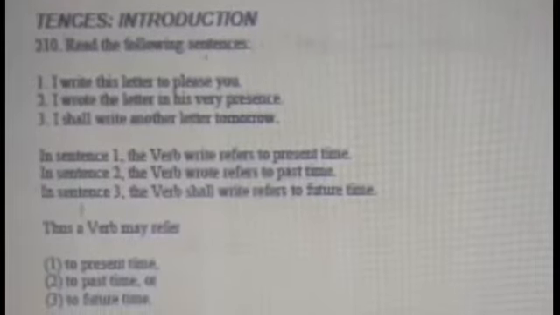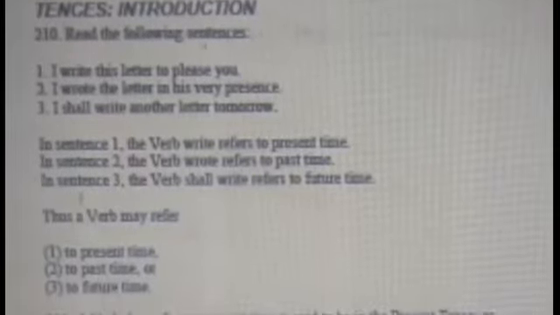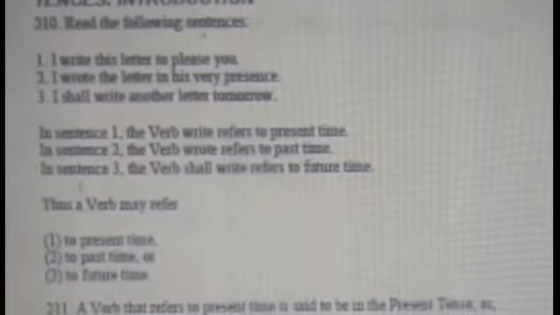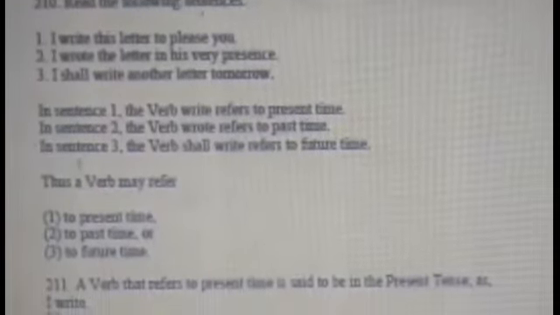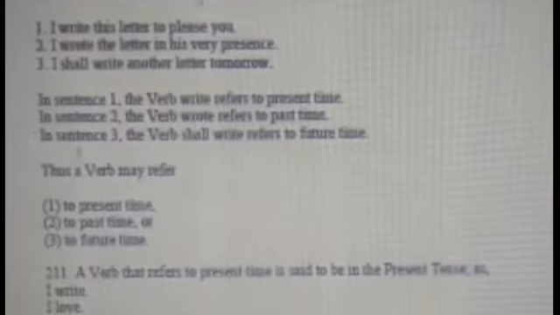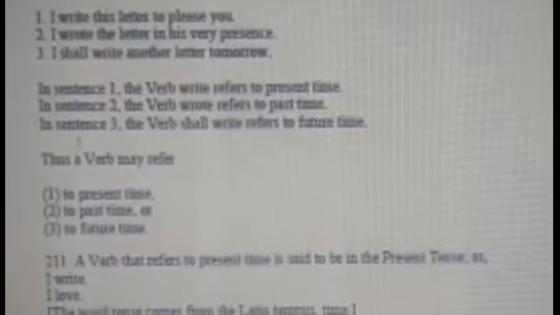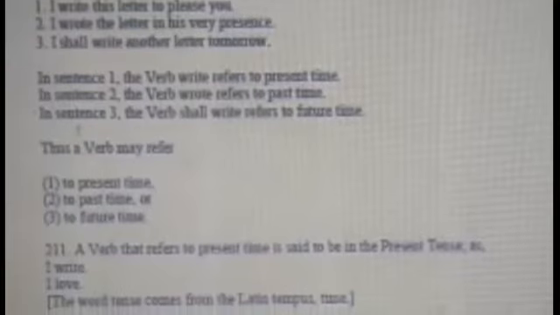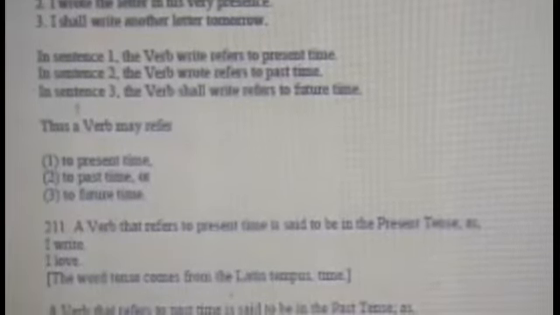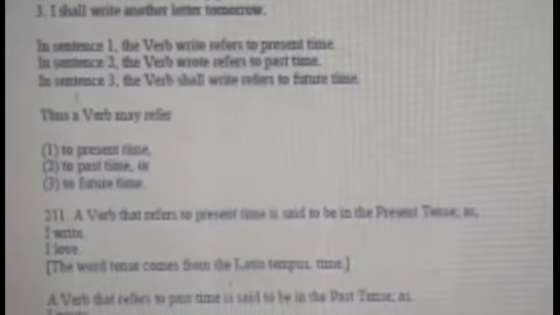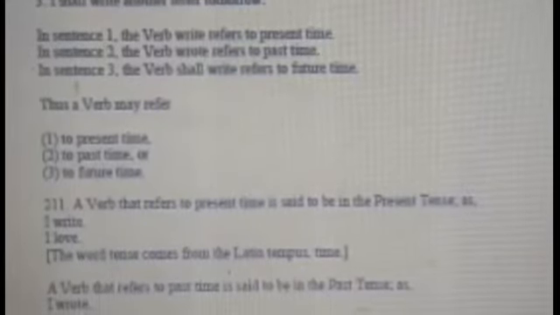I write this letter to please you. I wrote the letter in his very presence. I shall write another letter tomorrow. So when we observe these sentences, in sentence 1, the verb write refers to present time. In sentence 2, the verb wrote refers to past time. In sentence 3, the verb shall write refers to future time. Thus, a verb may refer to present time, to past time, or to future time.